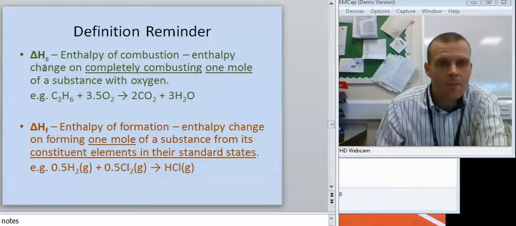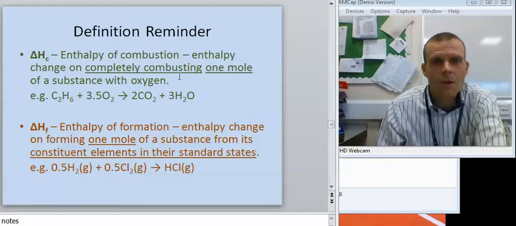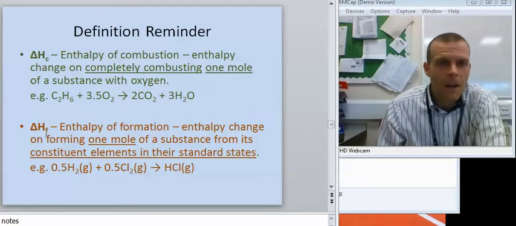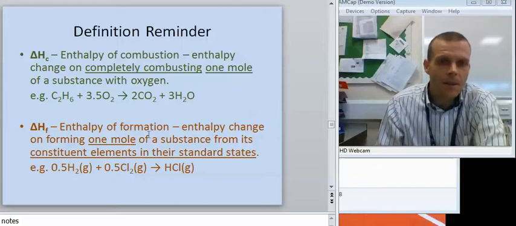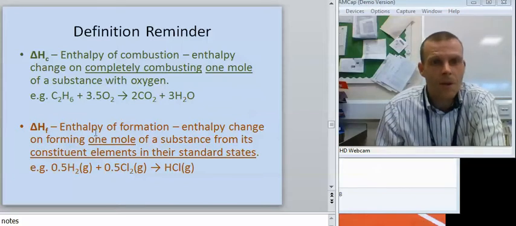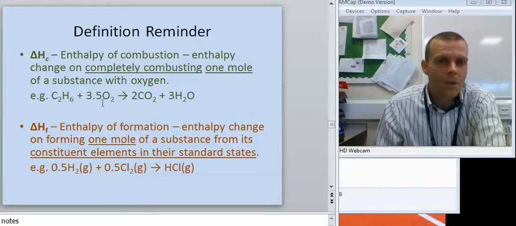Enthalpy of combustion: the enthalpy change on completely combusting 1 mole of a substance with oxygen. Enthalpy of formation: forming 1 mole of a substance from its constituent elements in their standard states. Definitions are very important in this topic for understanding how to construct an equation and deciding what the equation needs to look like.